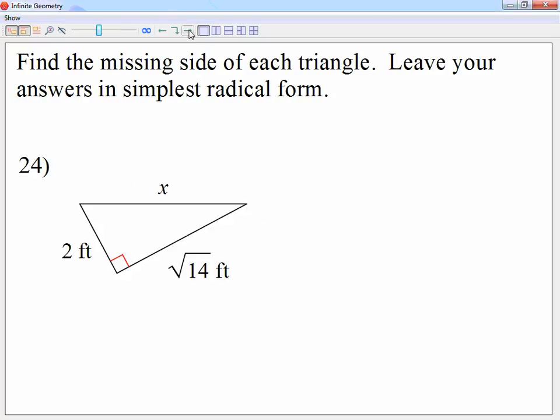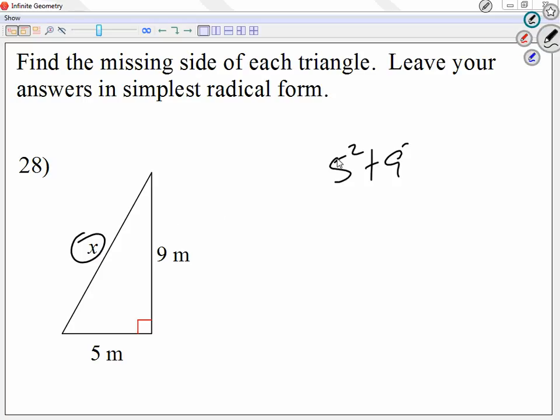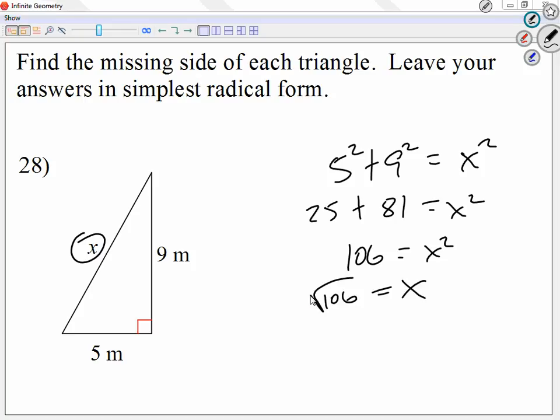All right, looking at number 28, the biggest side in this case is x, so that's my c. So I'm going to write this as 5 squared plus 9 squared is equal to x squared. So I have that 25 plus 81 is x squared. Since they're only separated with a plus sign, I'm just going to add them. 25 plus 81 is 106. So that means that x is the square root of 106.